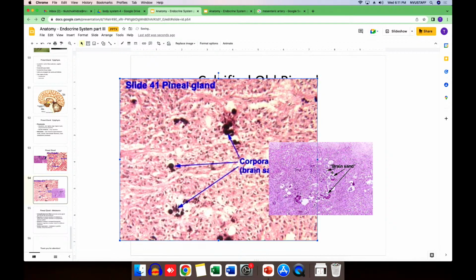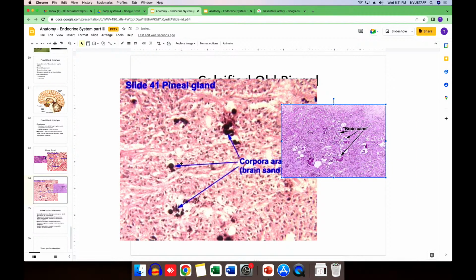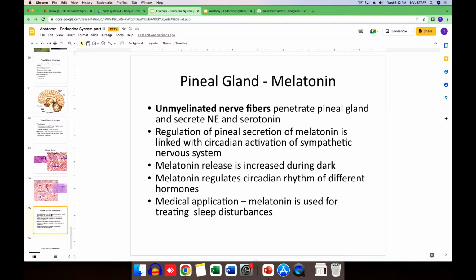So I mentioned that this is the pineal gland, and all around it there are pinealocytes. And if you remember, I have not mentioned that in the pineal gland we have sand. We have sand there. Like the beach sand, you know? And let's discuss what kind of sand that is.